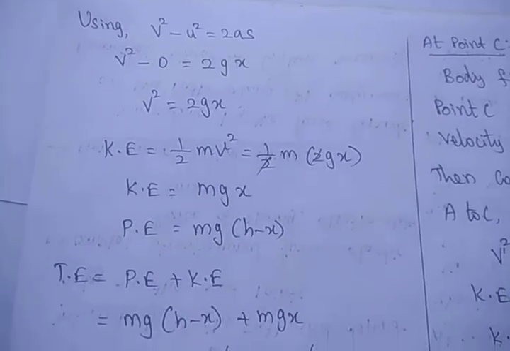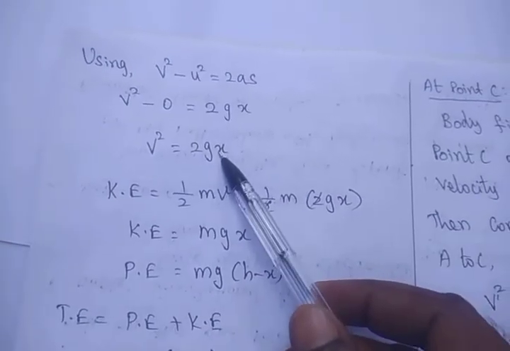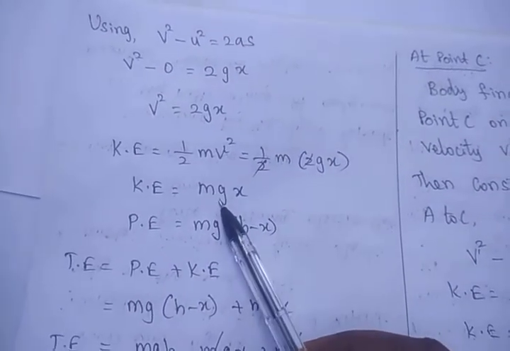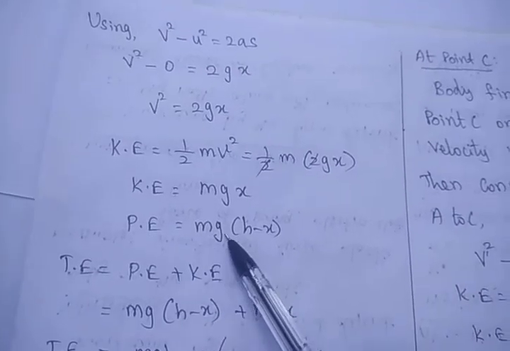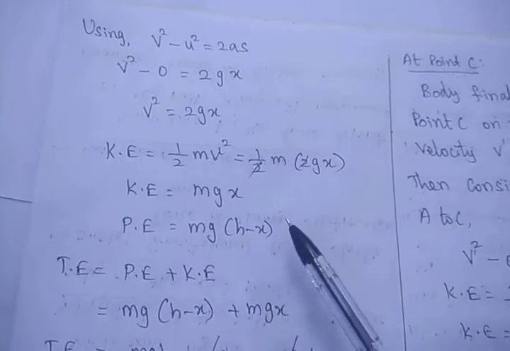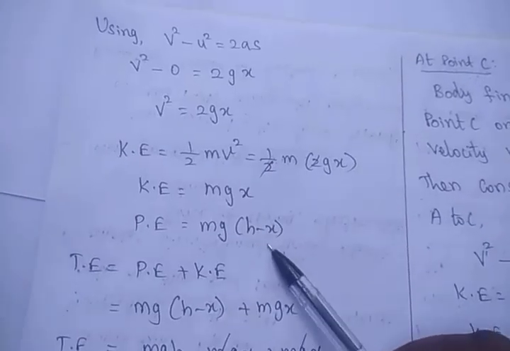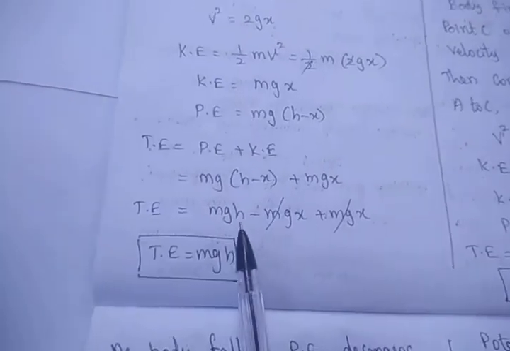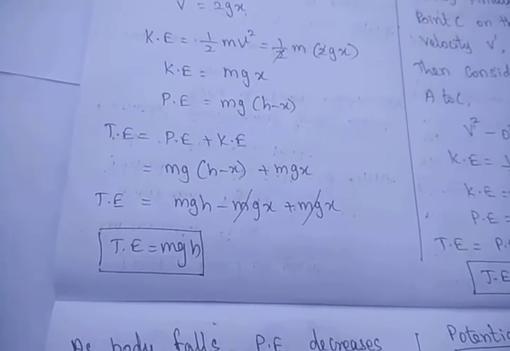So kinetic energy is half m v squared. Instead of v squared, we substitute 2gx. The 2 gets cancelled, and we get kinetic energy equal to mgx. Then potential energy is equal to mg into height. What is the height at the point B? It is h minus x. By adding the potential energy and kinetic energy, we get the total energy, again equal to mgh.